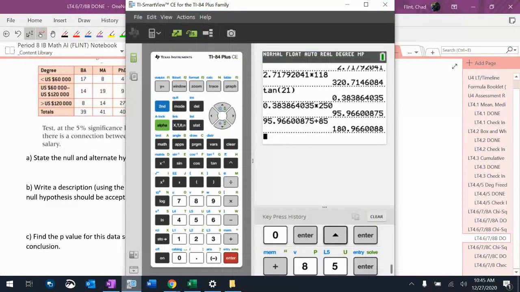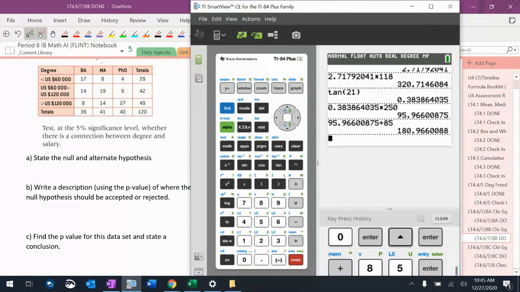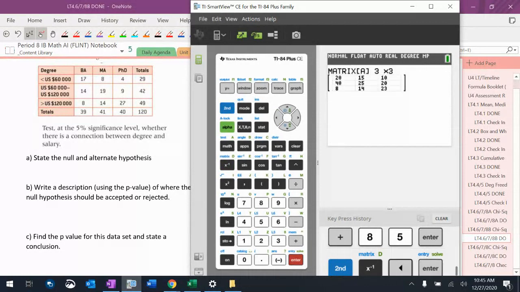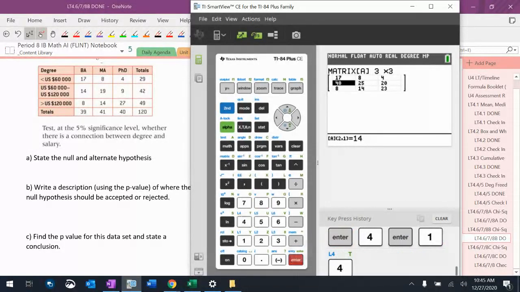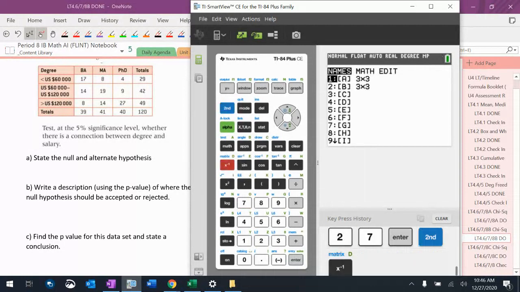So this is where I bring my calculator up. And I need to put this table right here into the matrix A. So let's go ahead and do that first. So edit matrix A. It's a 3 by 3 again, so we don't use the total column. So let's put these in here. So 17, 8, 4, 14, 19, 9, 8, 14, 27. So there's that.